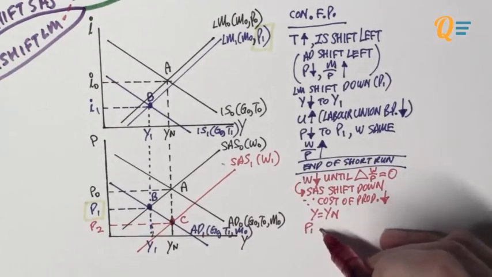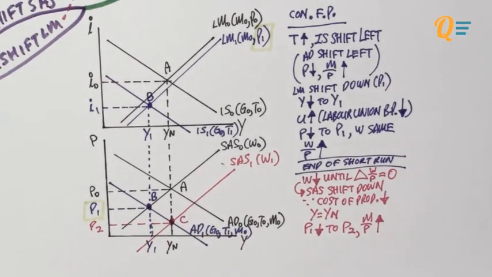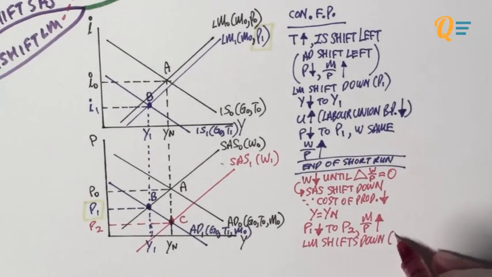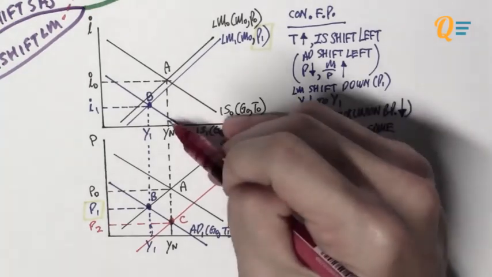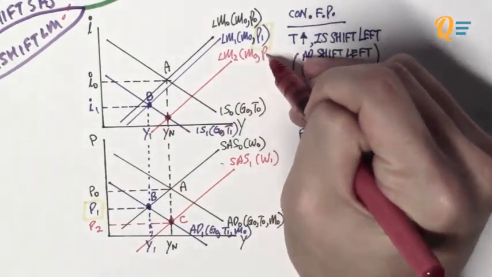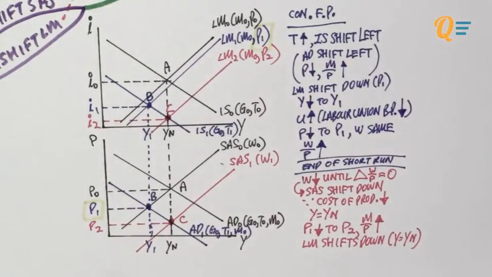Your price level is going to fall again to P2. Okay, and what that means is that the real money supply is now going to increase due to a smaller denominator. So the LM curve will now shift down again until the IS-LM model reaches the natural rate of output. And here we have it at point C, a lower level of interest rates, and we have reached the final equilibrium for both the IS-LM and the AD-AS model. So you see, it's actually quite simple.